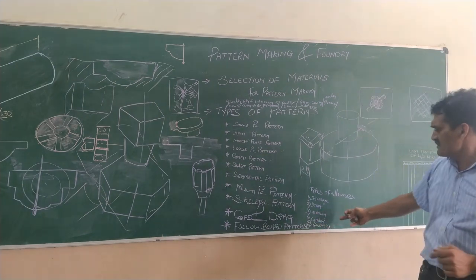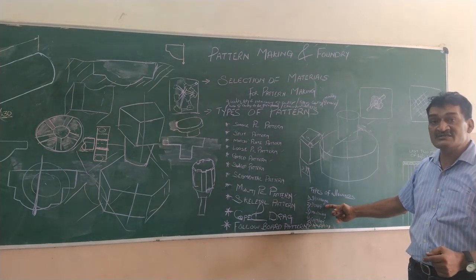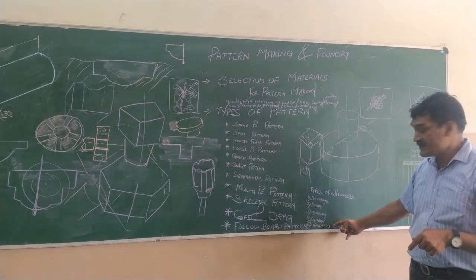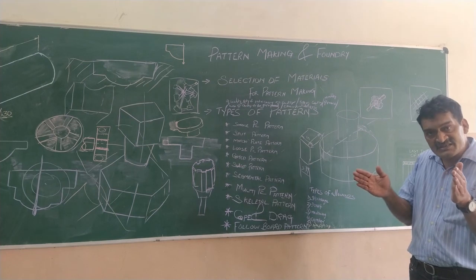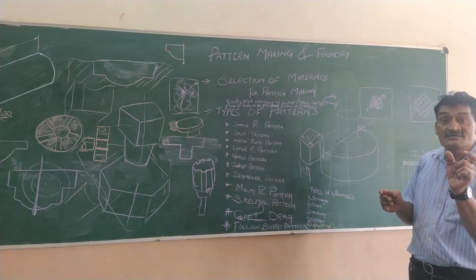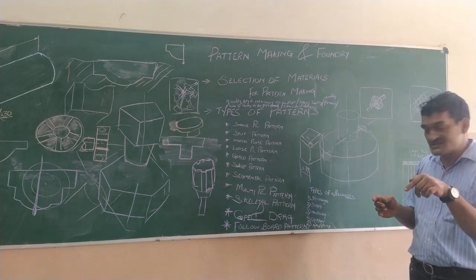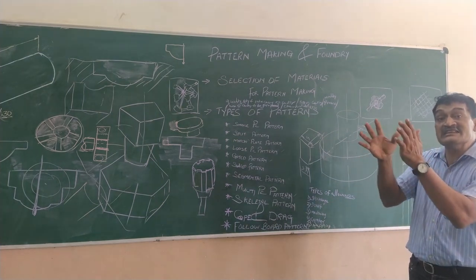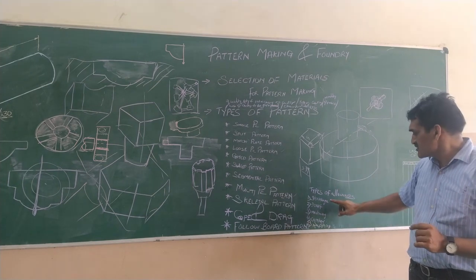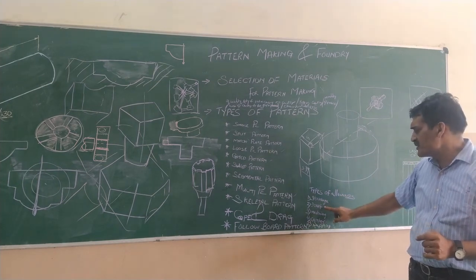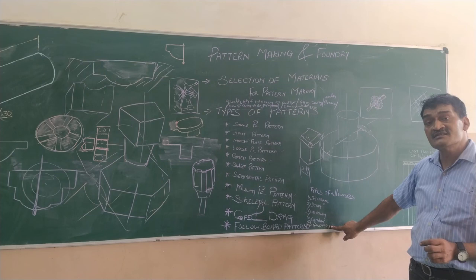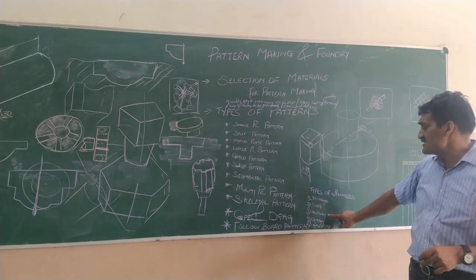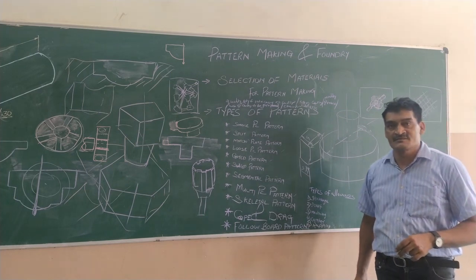So the difference between wrapping allowance and draft allowance: in draft allowance, a taper is given. In wrapping allowance, the dimension is slightly reduced on the pattern, so it is a negative allowance. In shrinkage allowance, the dimension is increased. So here it is increased, here a small taper is given, here the dimension is decreased. Okay, the next allowance is machining allowance.